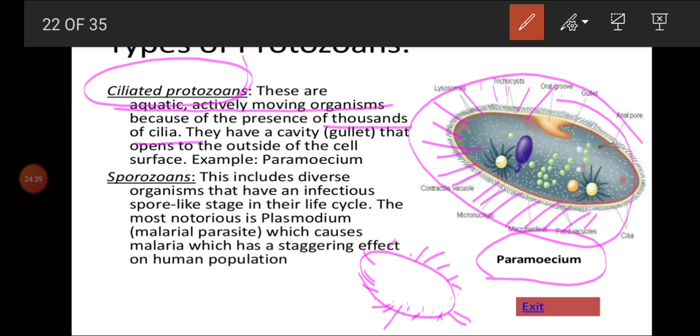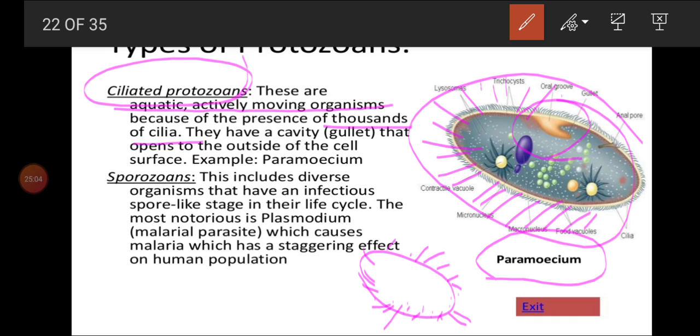If not, we'll get the protozoan into our body, and it will affect our body also. And here you want to remember, this ciliated protozoan has some beautiful, interesting structure in it. They have a cavity called the gullet. This is the structure of the gullet, children, like a small opening or small cavity.